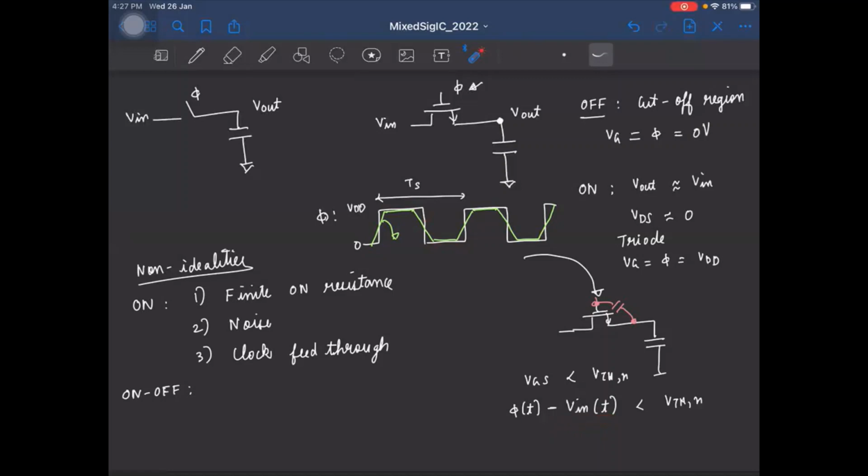And please recollect that the sampling instants were the falling edges of the clock. Okay, so which means that is the falling edge. What does it imply? It implies the point where the MOSFET is turning off, right? So now that sampling instant is going to be dependent on the input itself. Okay, so this is called the signal dependent sampling instant.